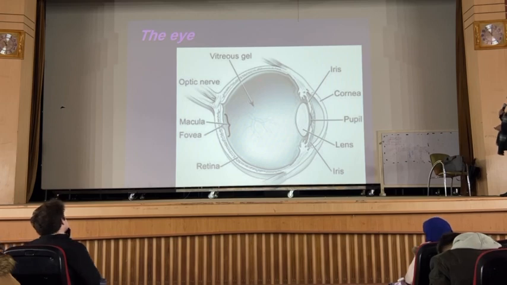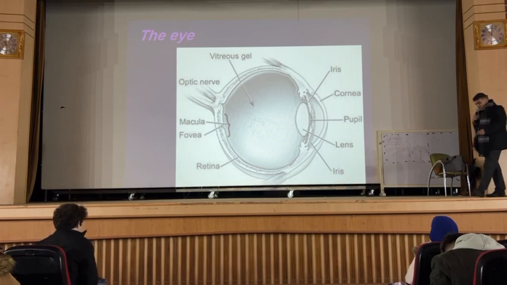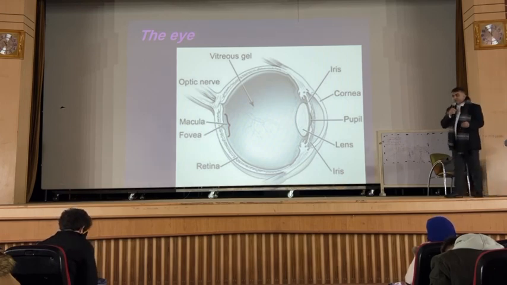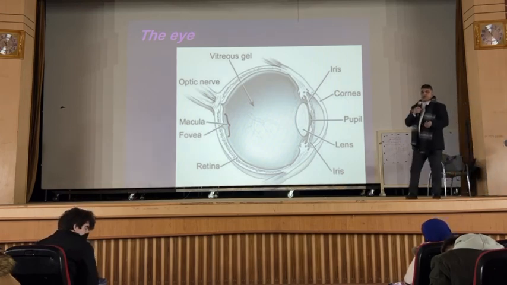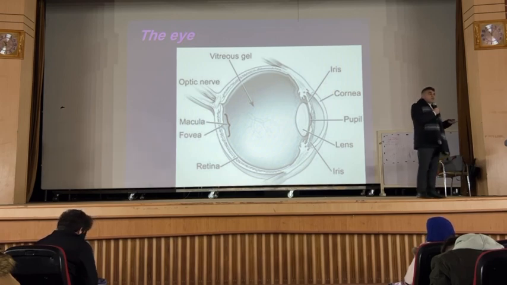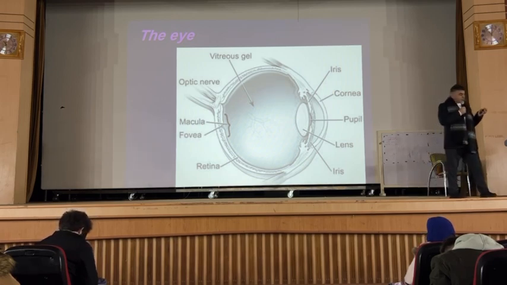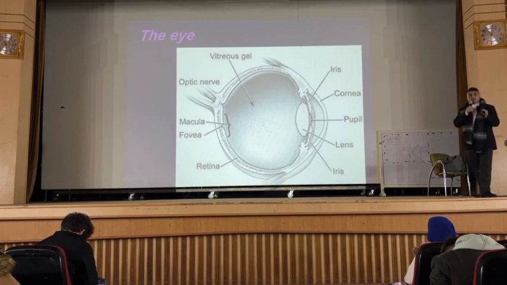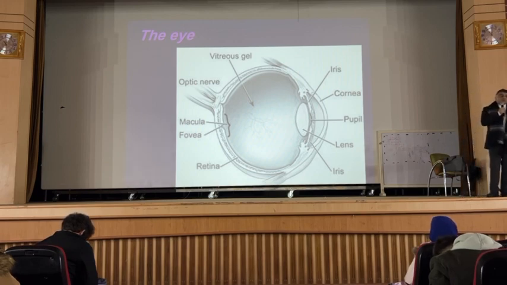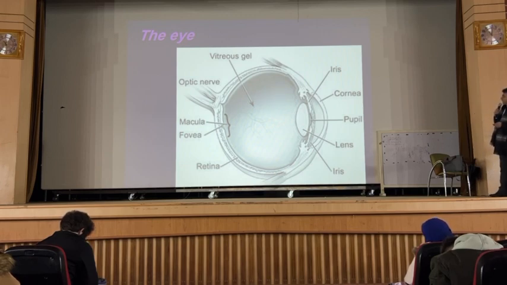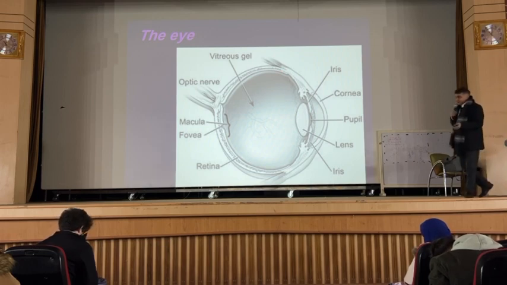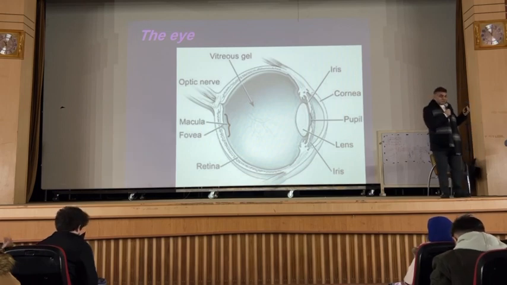The retina contains 120 million rod cells and 6 million cone cells. These are called photoreceptors, rods and cones. The 6 million cone cells are responsible for daylight and color vision, and they are mainly in the macula. While the rod cells are mainly in the periphery and responsible for night vision. So these are the photoreceptors.